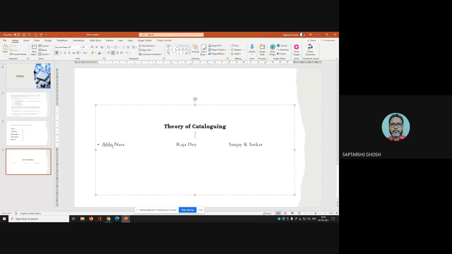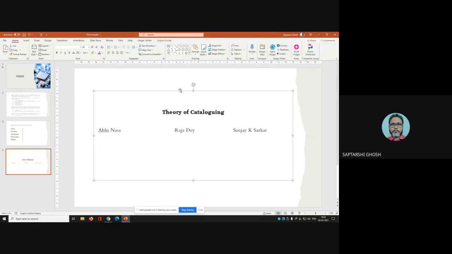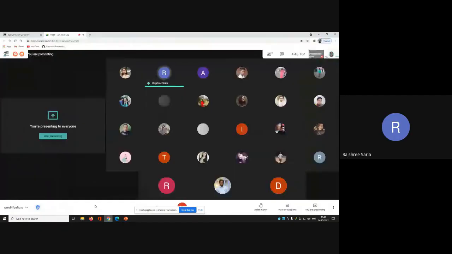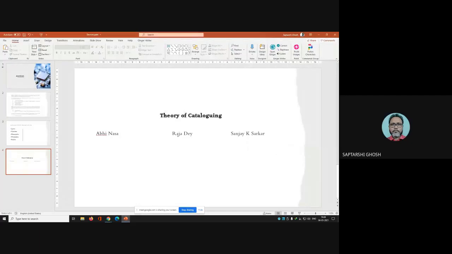Okay. Now you see there are three authors of this book. Suppose you have to make the catalog card of this book, and you have to choose the main author. Who is the author? So how will you start? Which author will come first? Abhinasha. Why? Sir, because it's written first.